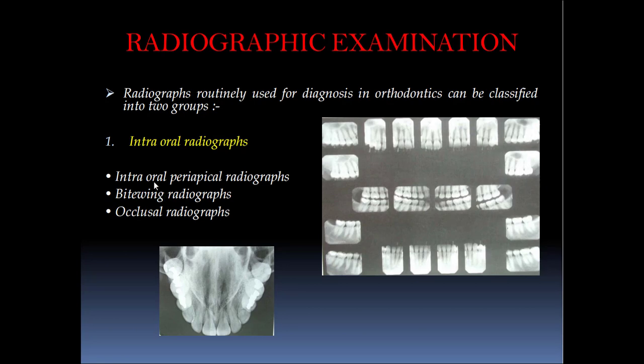Intraoral periapical radiograph, we advise if the patient is having some pathology with one or two teeth. Bite wing radiographs are required if there is an incidence of proximal caries. Occlusal radiographs, they are required if one or two teeth are impacted and we need to know the location of those impacted teeth. Only then these radiographs are required, but not in every case.